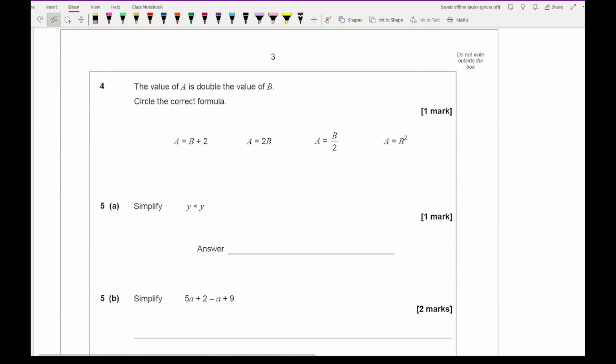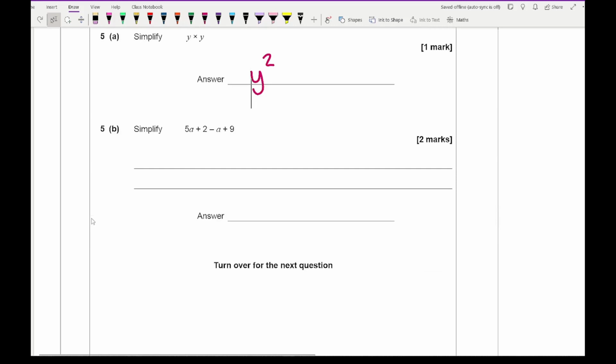Then with question 4, it says the value of A is double the value of B. Circle the correct formula. So if A is double of B, then I need double of B to be the same as A. So that's going to be our second option. Question 5A, it says simplify Y times Y. Well, that's going to be Y squared. And then for 5B, we just need to simplify this expression. So we collect the A's. So 5A take away A is 4A, and 2 plus 9 is 11.